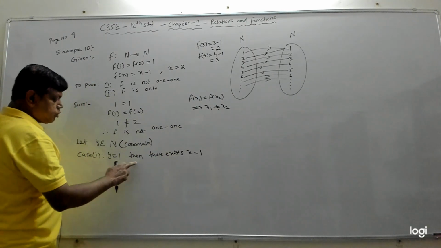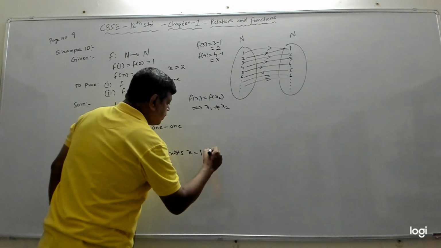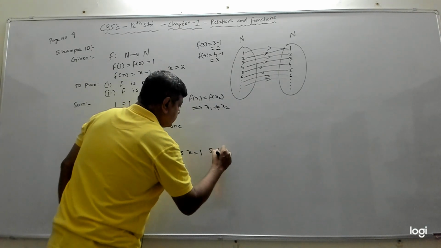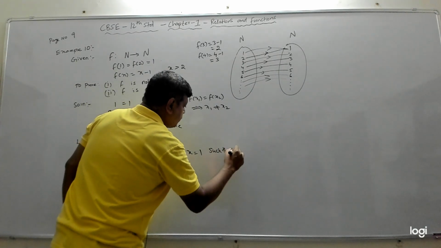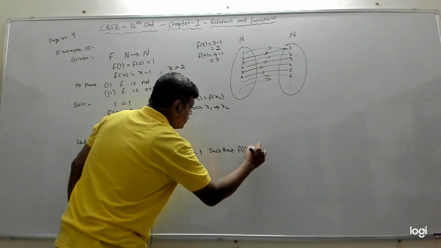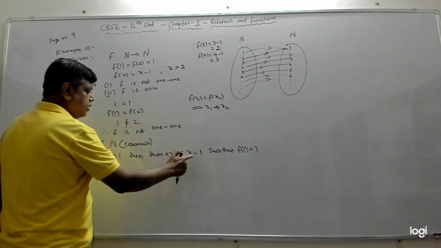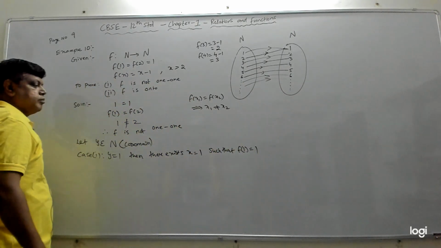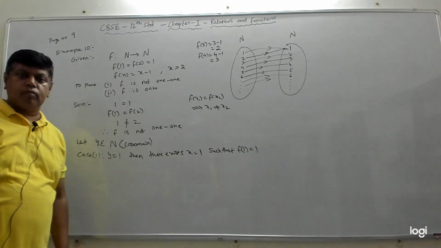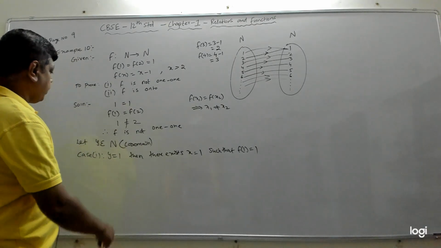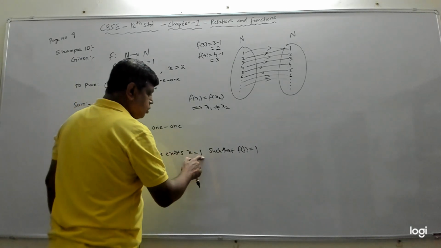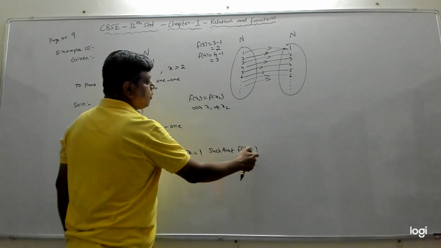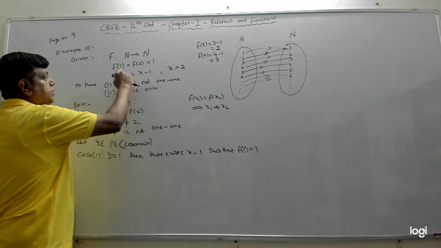So if y is 1, then there exists x equal to 1 such that, what is f of 1? f of x is 1, which means f of 1 is 1. Right? So when y equals 1, there exists x equal to 1. That says that f of 1 is 1, and f of 1 is 1 is given in the question.